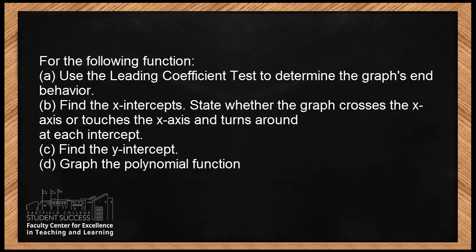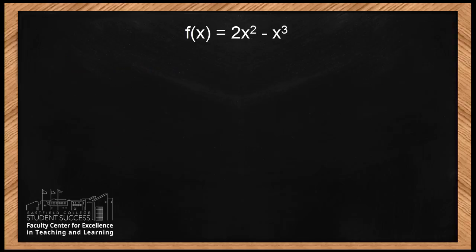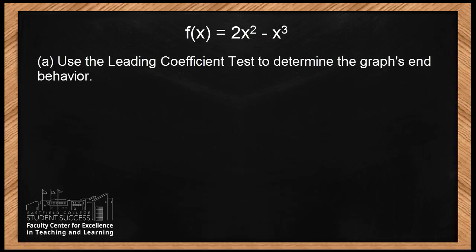Okay, the first thing we're going to do is write our function down. f of x equals 2x squared minus x cubed. Now notice that we do have a polynomial function. Let's look at part A. Part A says, use the leading coefficient test to determine the graph's end behavior.